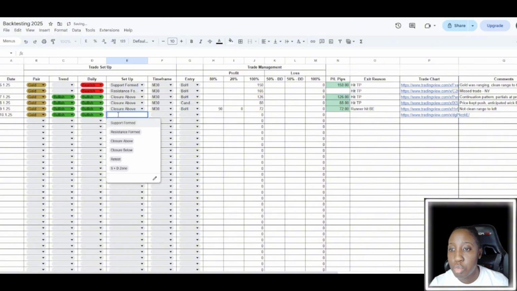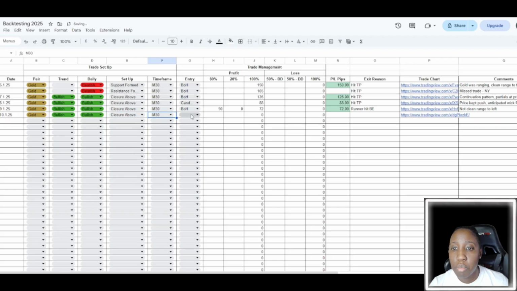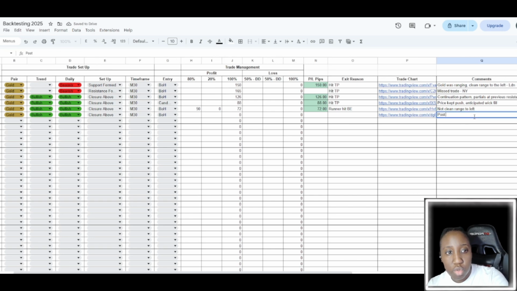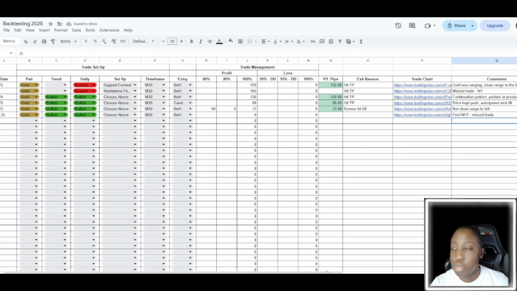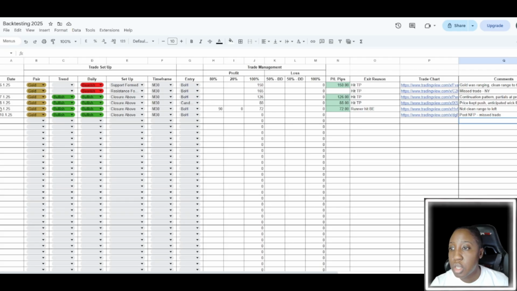Price bullish, daily's bullish, closure above, M30, break of the high, post NFP. Boom. Yo, gold is falling off the map. But still gotta wait for candles to close. Alright, so that's one week in January. So two trades on Monday and then a trade a day. Alright, so the opportunities are there using those strategies.